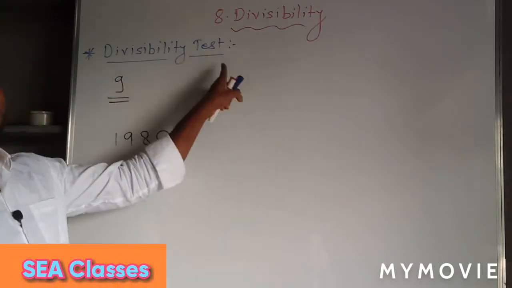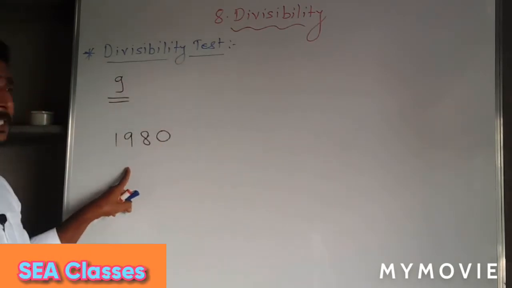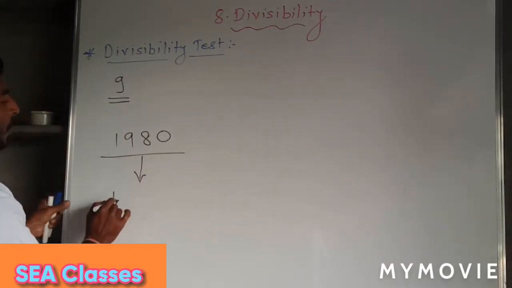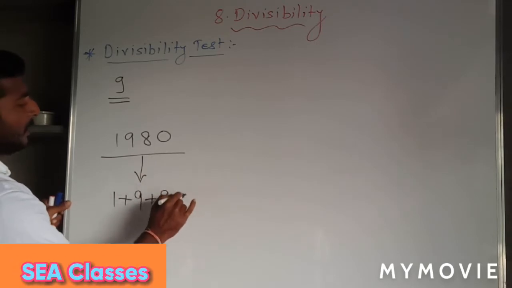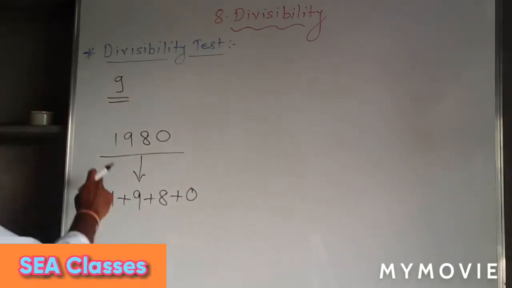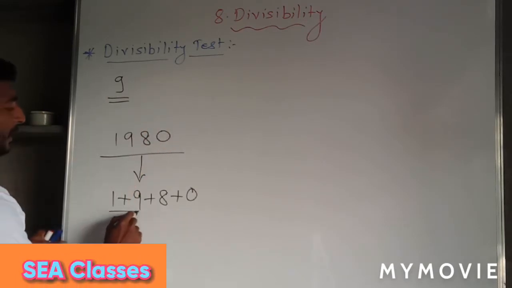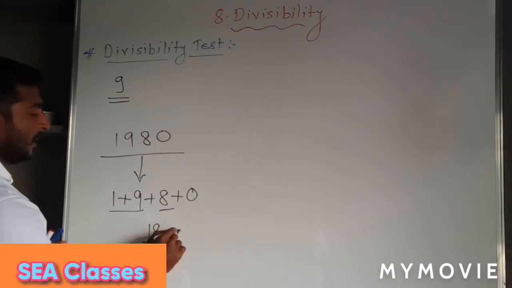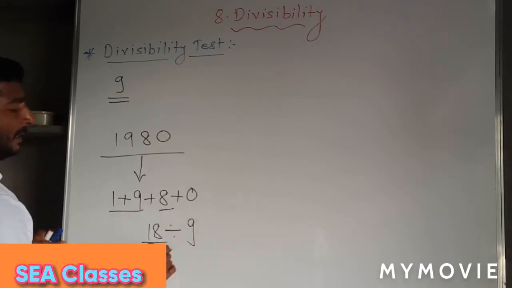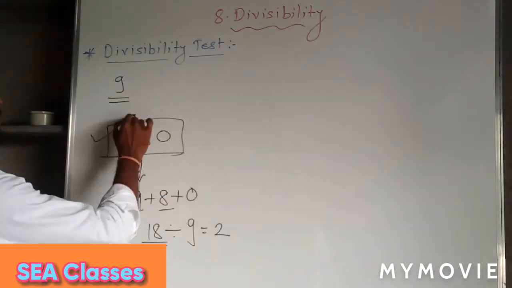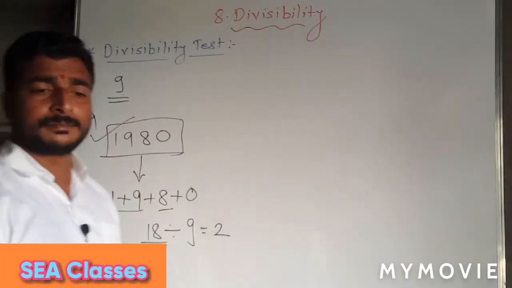Or use the divisibility test. So what is the divisibility test for 9? You have to add all the digits in the number, as you did in the divisibility test for 3. Here also you will add all the digits. So you will get 10, 18. 18 plus 0 will be 18 only. Is 18 divisible by 9? Yes, it is divisible. Therefore, the given number is divisible by 9.